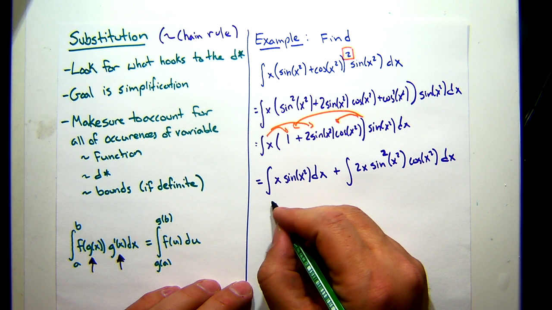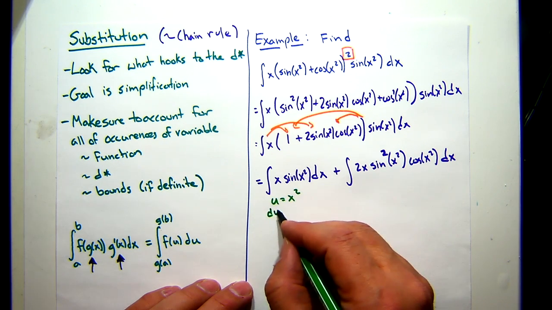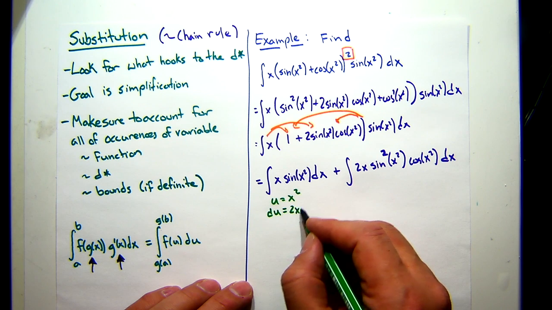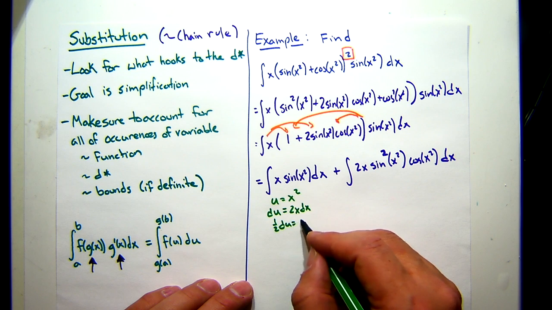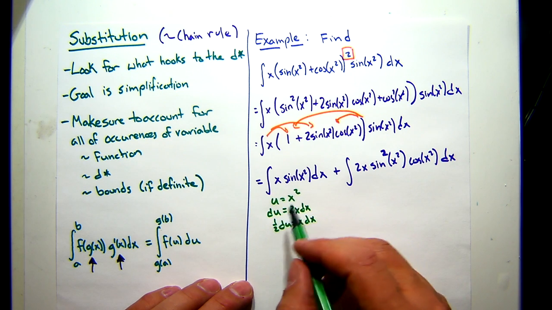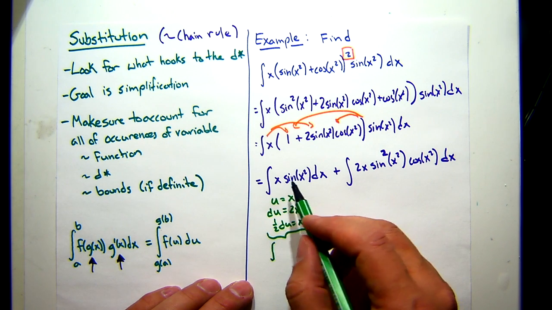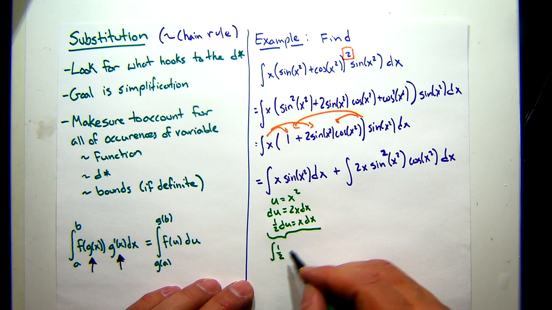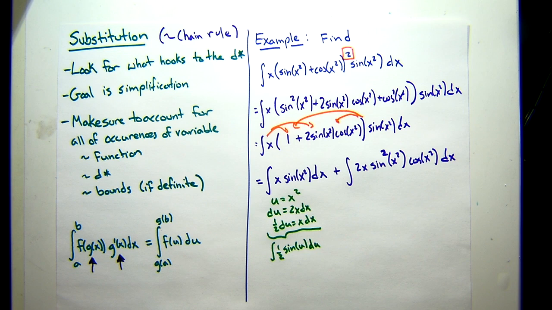Okay, so here I'm going to make a substitution. U is equal to x squared, which tells me du is 2x dx. Or if you like, 1/2 du is x dx. So if I make this substitution, this becomes the integral of 1/2 sine of u du. So the 1/2 is coming from the x dx. Sine of x squared becomes sine of u.